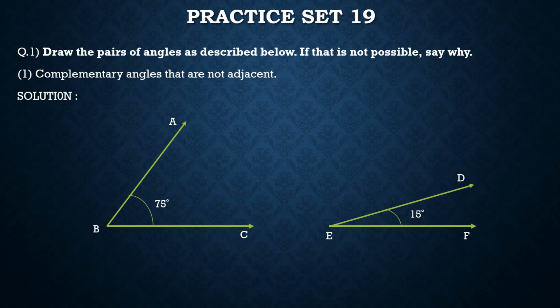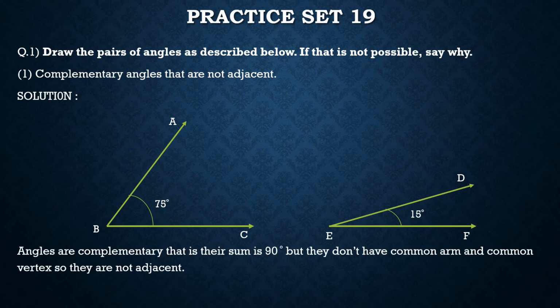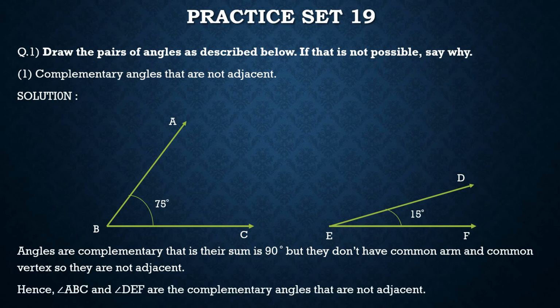Solution. Angles are complementary, that is their sum is 90 degrees. So 75 plus 15 we get the answer as 90 degrees. So angle ABC and angle DEF are pairs of complementary angles. But they don't have a common arm and a common vertex. So they are not adjacent angles. So these are the two angles, angle ABC and angle DEF. They are complementary angles but they are not adjacent.